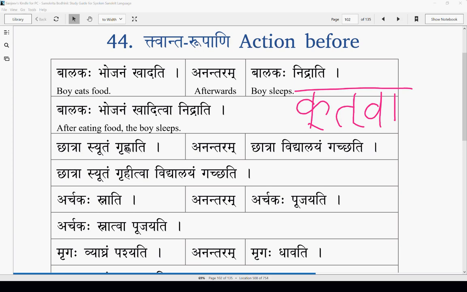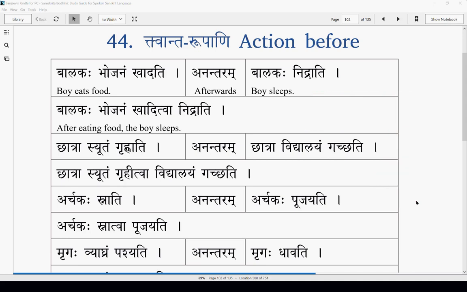So when it is added, at the time of addition, only Tva remains. The Ka is dropped and only Tva remains. Just like Tavatu, in that also Ka is dropped, and the final U is also dropped, and only Tavat remains. Here also, only Tva is added. Ka is ignored. So Tva is added.